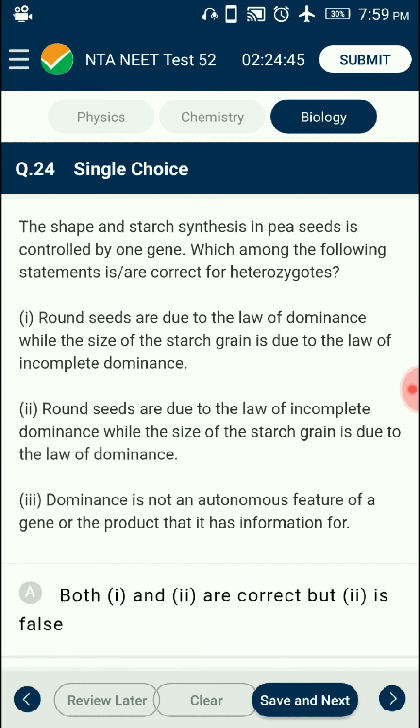Question number 24. The shape and starch synthesis in pea seeds is controlled by one gene. Which among the following statements is correct for heterozygotes?